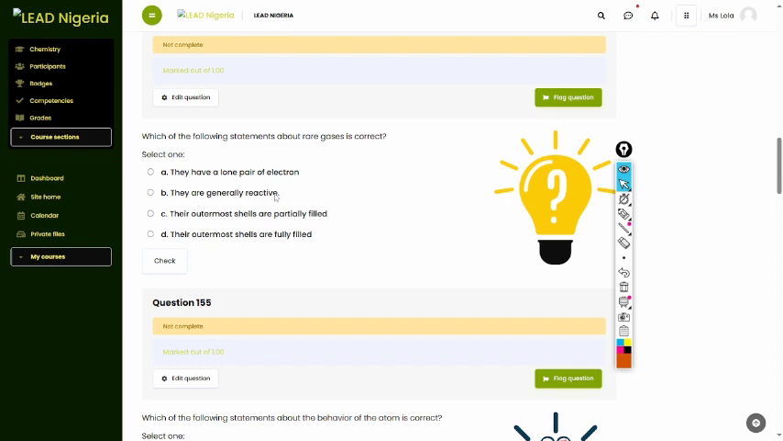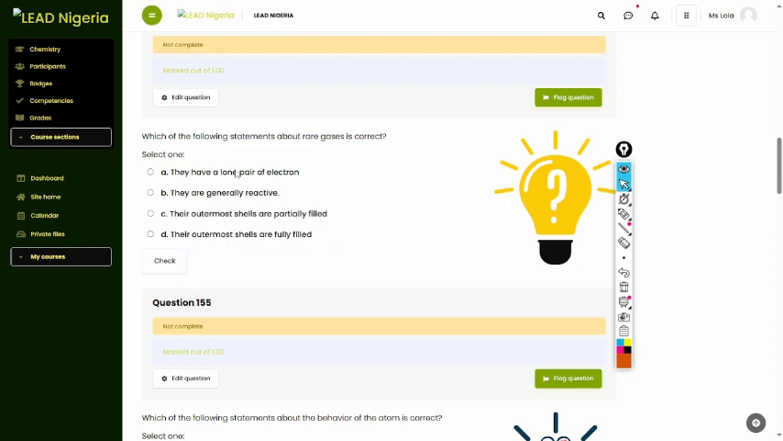They are generally reactive. That's not true because they are unreactive, because they have completely filled electrons in the outermost shell, so they are not reactive. The outermost shell are partially filled, that is wrong. The outermost shell are actually completely filled. Now the outermost shell are fully filled, so this is correct.